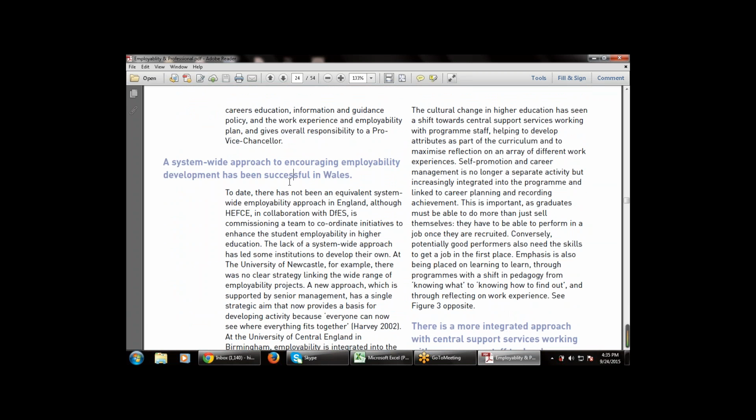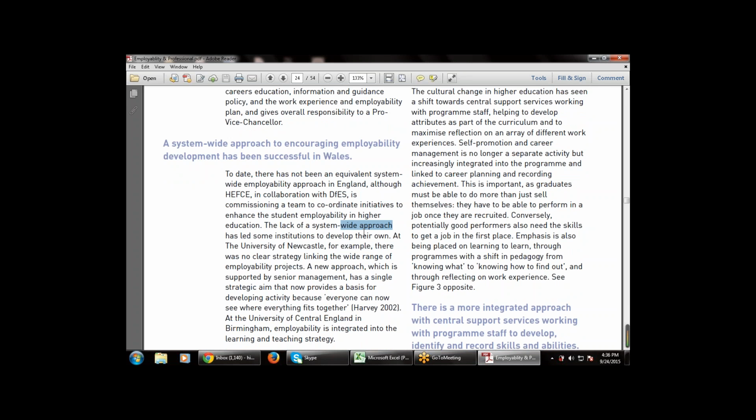To date, there has not been any equivalent system-wide employability approach in England, although HEFCE, in collaboration with DEFE, is commissioning a team to coordinate an initiative to enhance student employability in higher education. The lack of a system-wide approach has led some institutions to develop their own criteria.